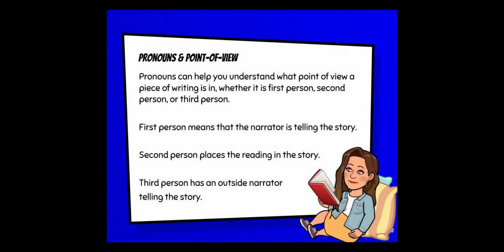Pronouns and point of view. One key idea with pronouns is that they can help you understand what point of view a piece of writing is in, whether it's first person, second person, or third person. First person means that the narrator is telling the story from their perspective. Second person places the reader in the story. And third person has an outside narrator telling the story.